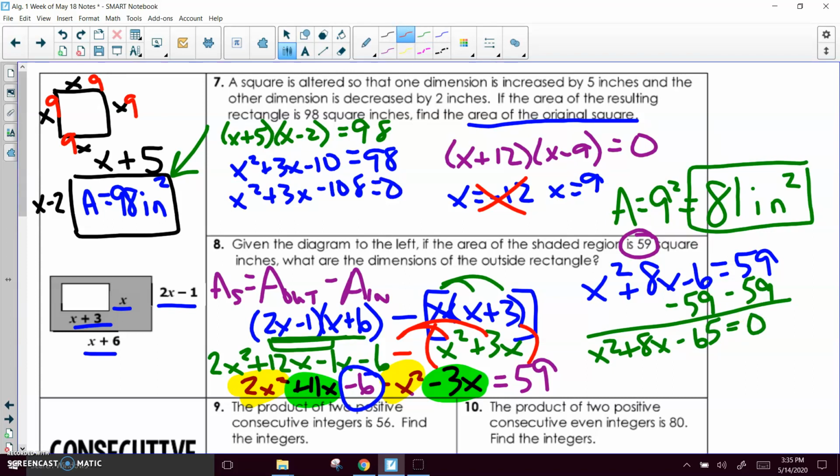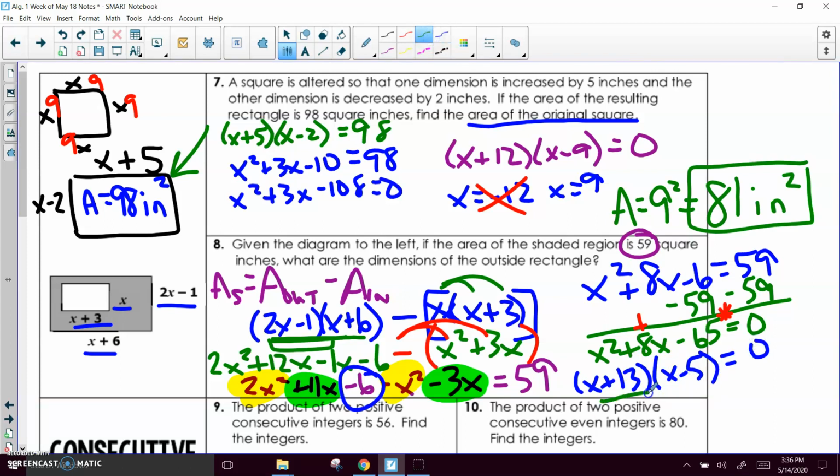Let's factor. As you hopefully noticed, these problems are repetitive. So once we got our trinomial, we set it equal to 0, and then we factor our trinomial. So what multiplies to negative 65 and adds to positive 8? Positive 13 and negative 5.